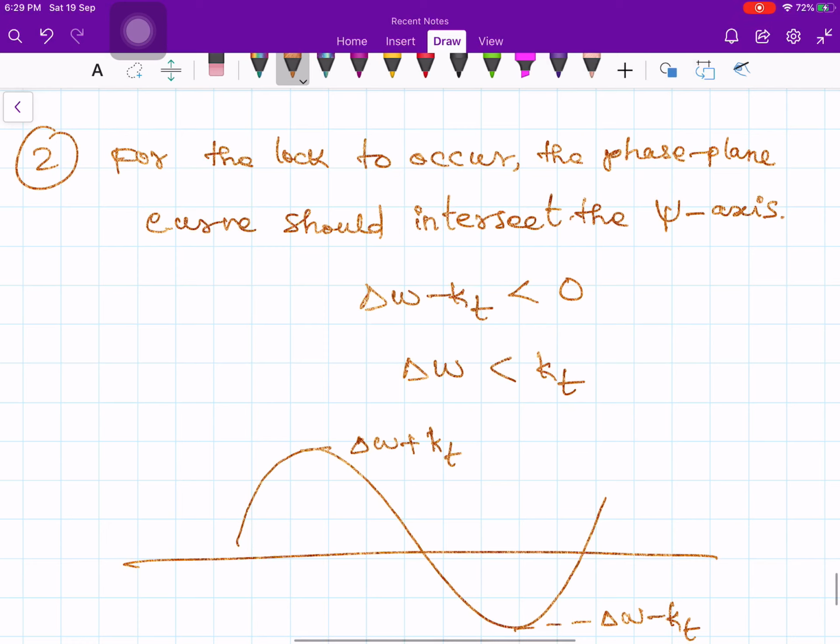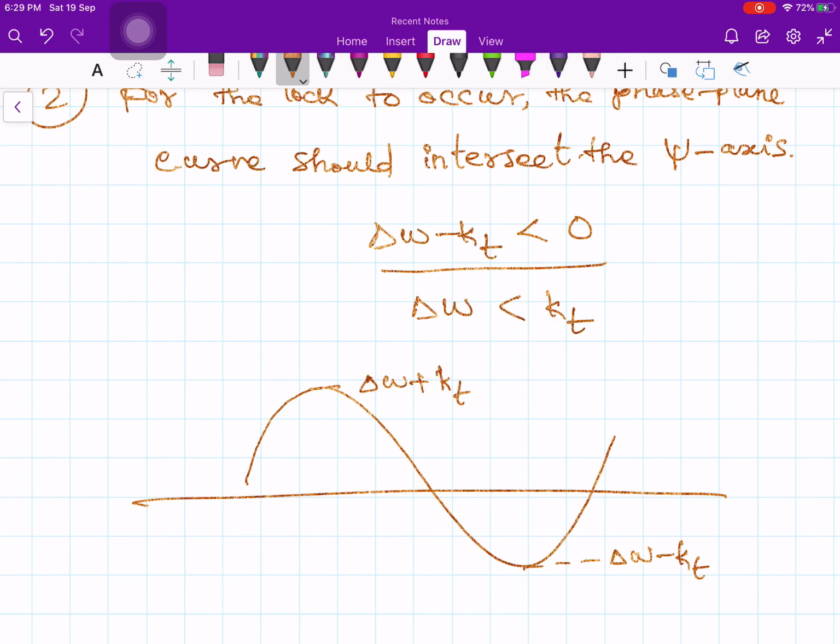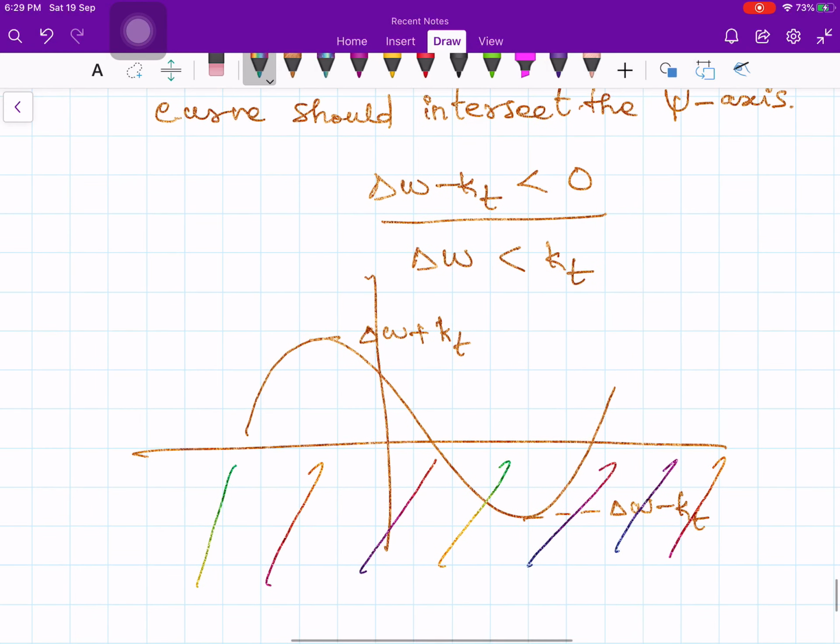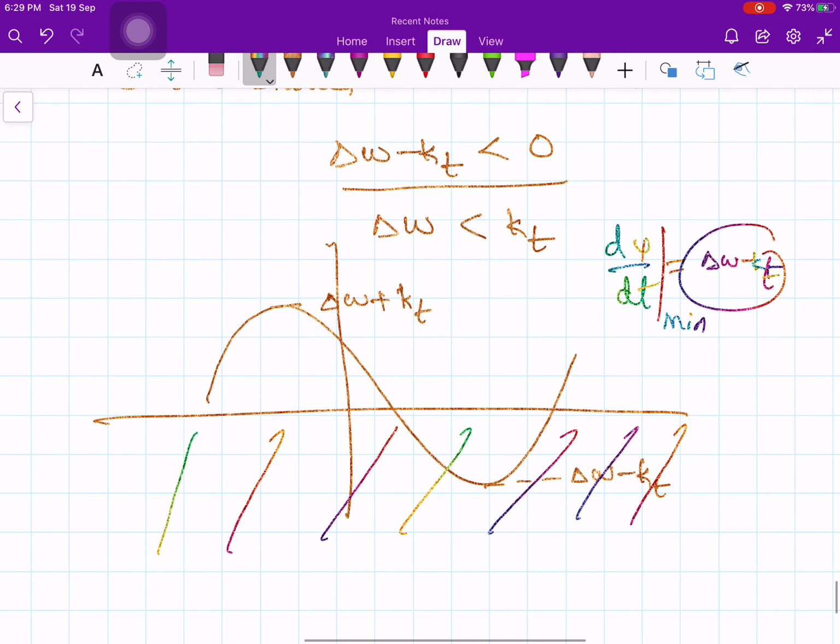Okay, the phase plane plot intersects. At what condition will it intersect? When delta omega minus kt is less than 0, otherwise it will not intersect. Okay, so it should be a negative value in the lower half plane, because your d psi by dt minimum value is delta omega minus kt, and this will be less than 0. Less than 0 means it falls on the negative side.